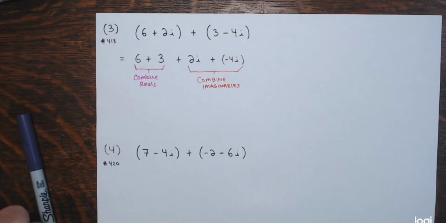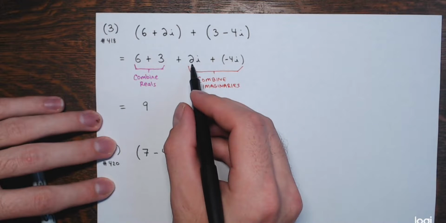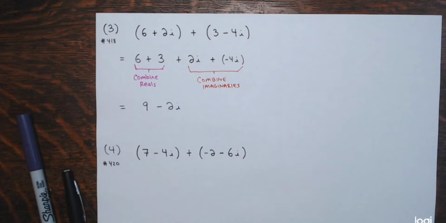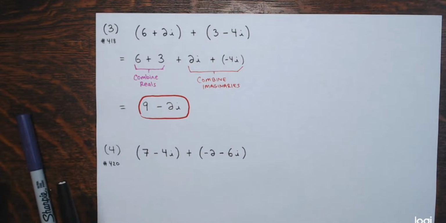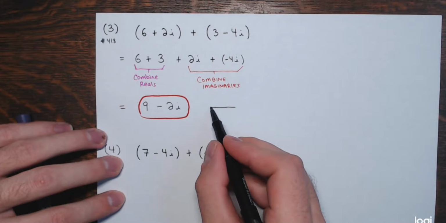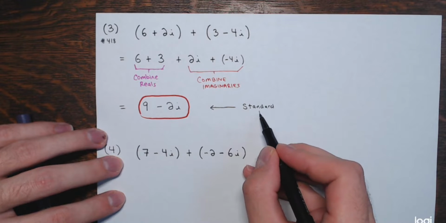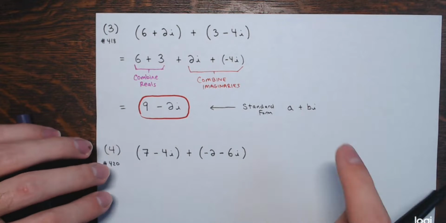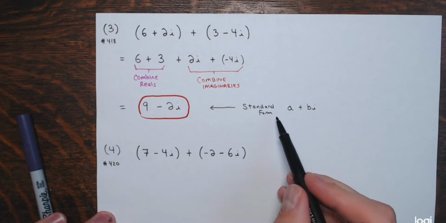And we're done, right? So 6 plus 3 is 9. And then 2i plus negative 4i would be minus 2i, or you could write plus negative 2i. And this is it, right? This is as simple as it gets. And when dealing with complex numbers, the answer should be in standard form. I wrote the standard form earlier: a plus bi or minus bi. If b is negative, it'll be a minus. But your final results should always be in this standard form here.